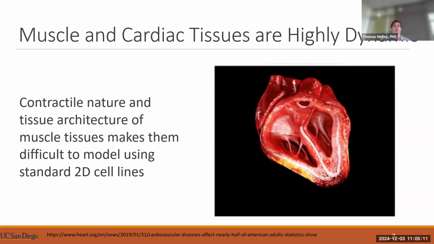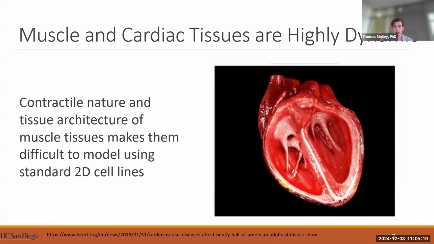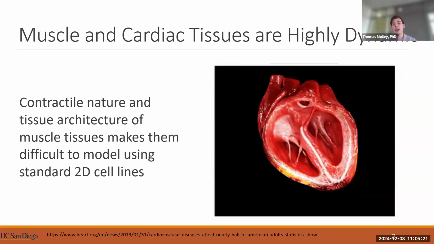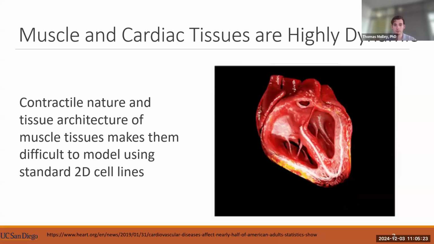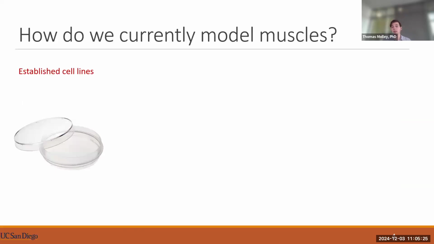This begs the question: we have these really complex, contractile, dynamic tissues with unique cells that don't proliferate much as we get older. If we want to understand these cells more, how do we model them in the laboratory? The main way most people do this is using established cell lines. This is really challenging for, say, cardiomyocytes, because they don't continually reproduce themselves.